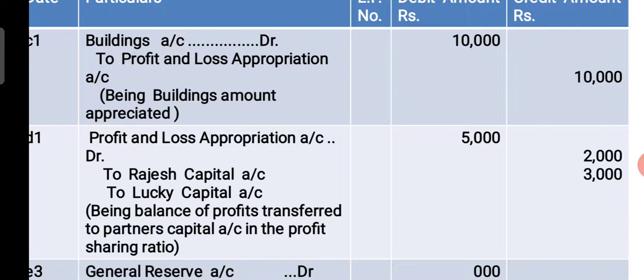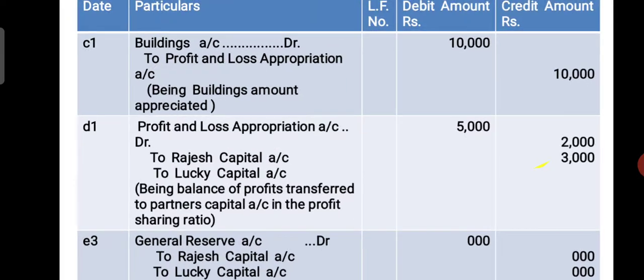Okay children. Next, here again profit and loss appropriation account is printed; make it revaluation account, to Rajesh capital account, to Lucky's capital account.